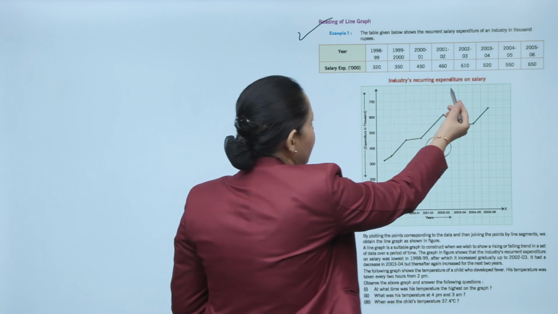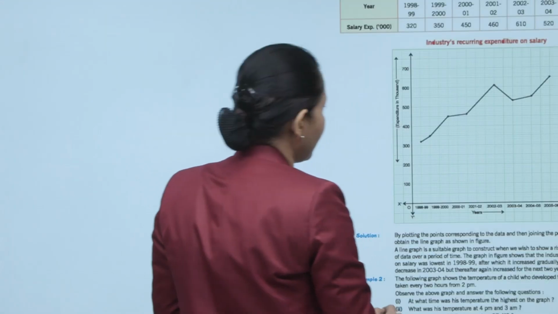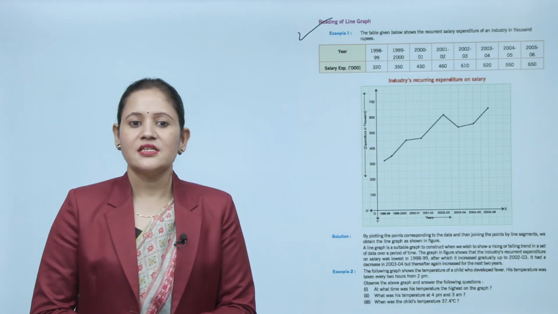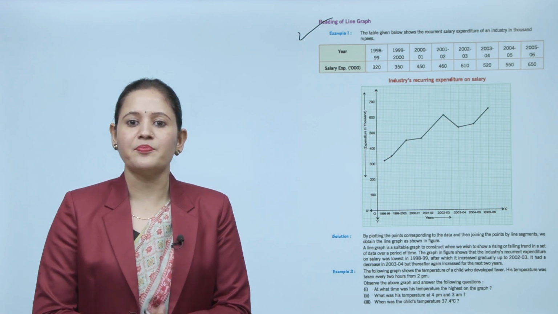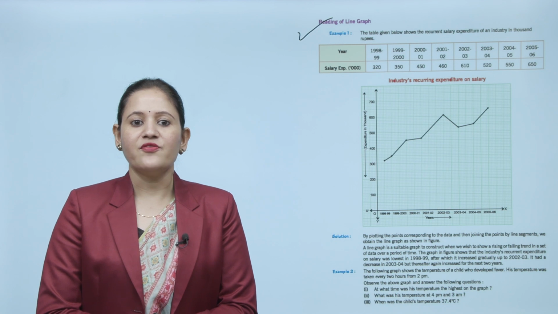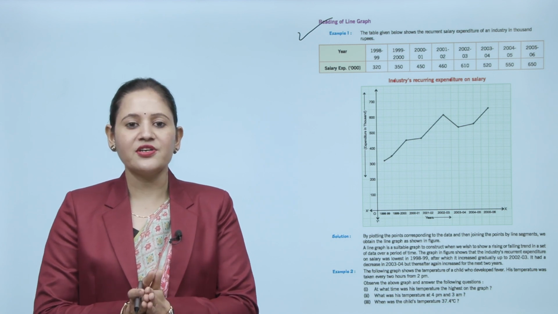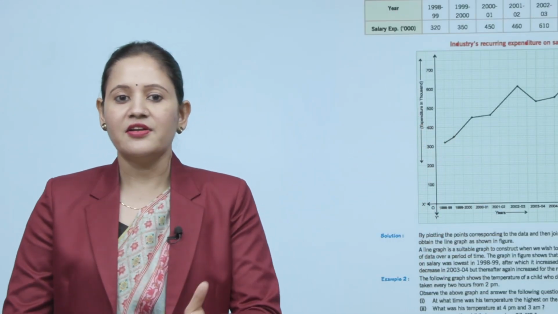Industry recurring expenditure on salary. On the x-axis years are given, and on the y-axis expenditure in thousands is given. Solution: by plotting the points corresponding to the data and joining the points by line segments, we obtain the line graph as shown in the figure. Whatever data is given to us, according to that we will draw this graph.